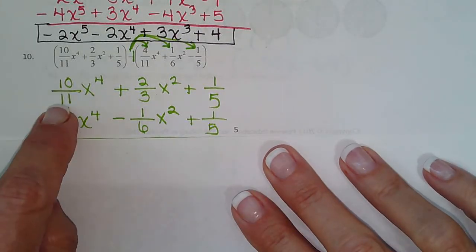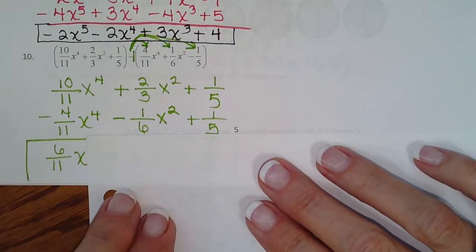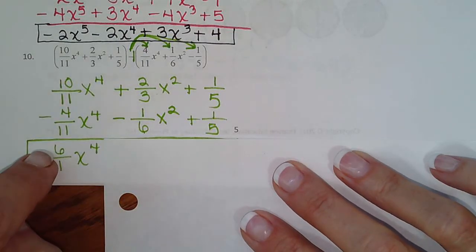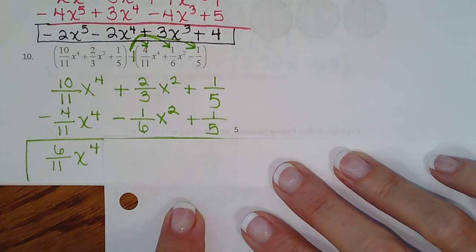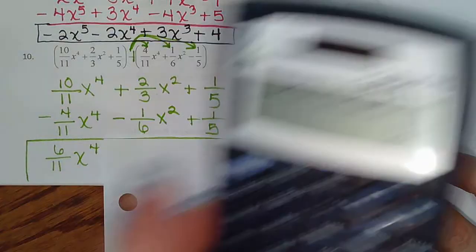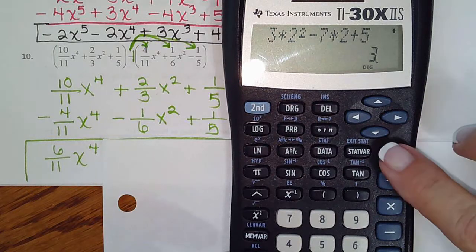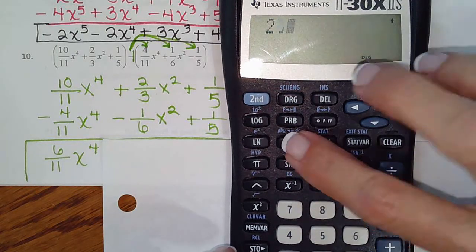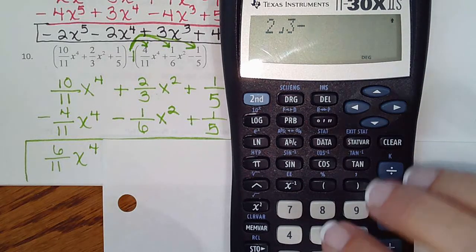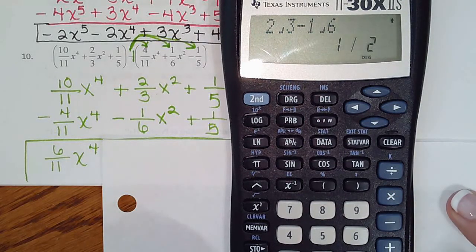So first one, 10/11 minus 4/11 would be 6/11 x to the fourth. So 10 minus 4 is 6. Keep the denominator. So 6/11 x to the fourth. Then on our calculator, we can do 2/3 minus 1/6. So 2 fraction bar 3, minus 1 fraction bar 6, and there's that 1/2 we were talking about.